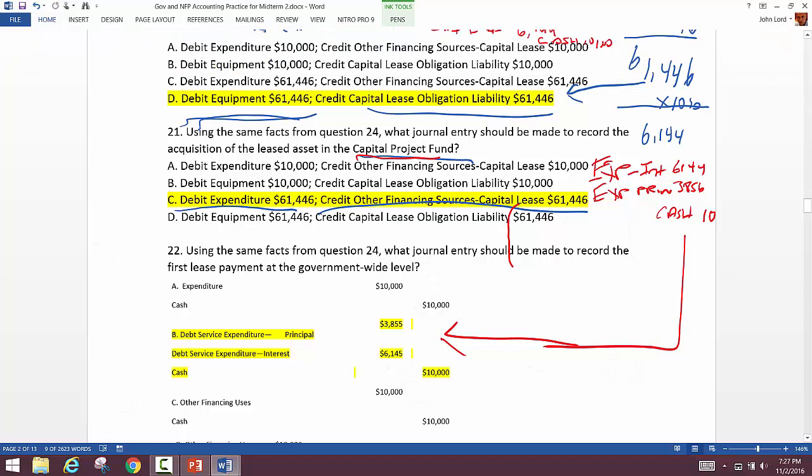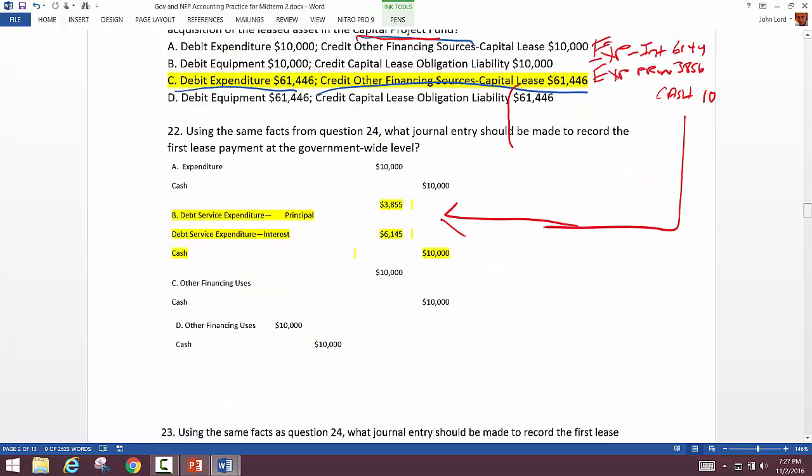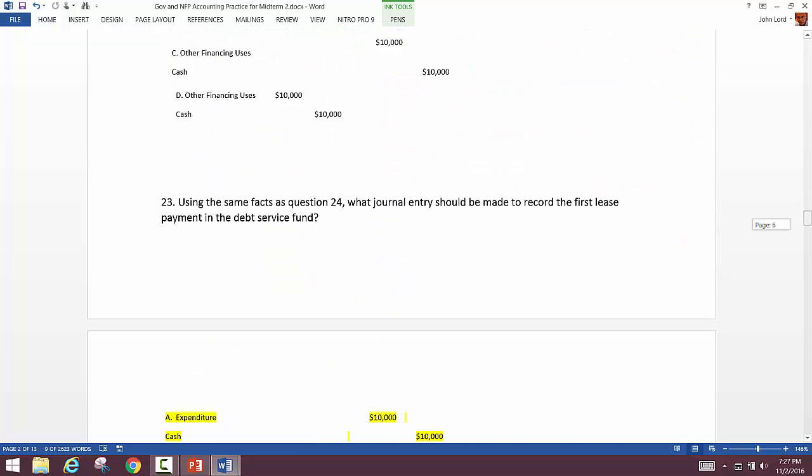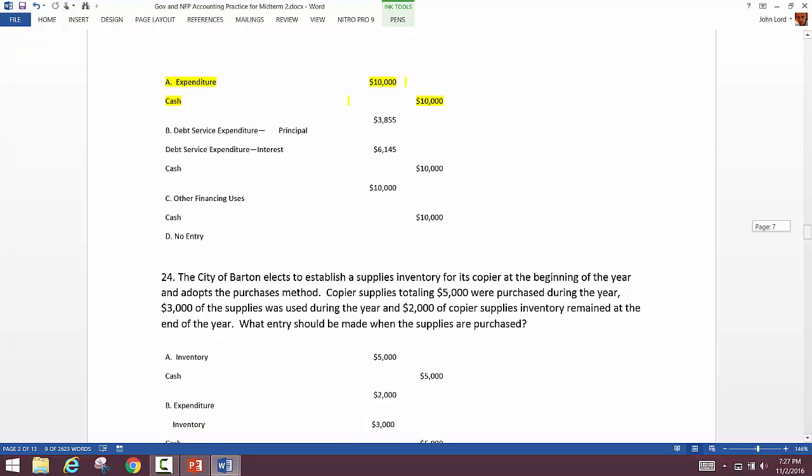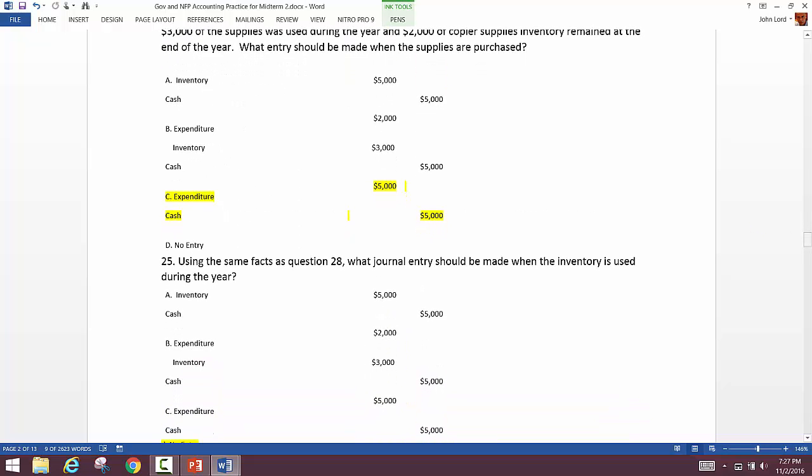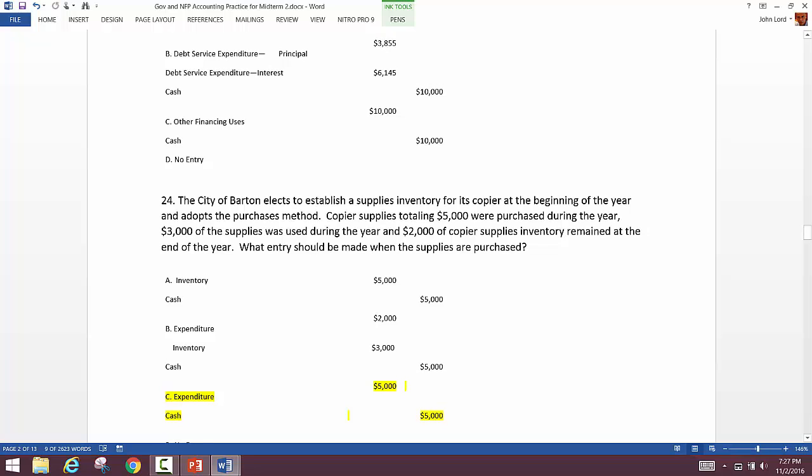Okay, guys? Let's take a quick break before we really are falling asleep. Oh, wait. Sorry. Using the same facts, what is the journal entry at the individual fund level? And I chose to just put the whole amount into expenditure. So we debit expenditure and we credit cash. But you could have called it out by principal and interest the way you guys did, but you don't have to. Okay?